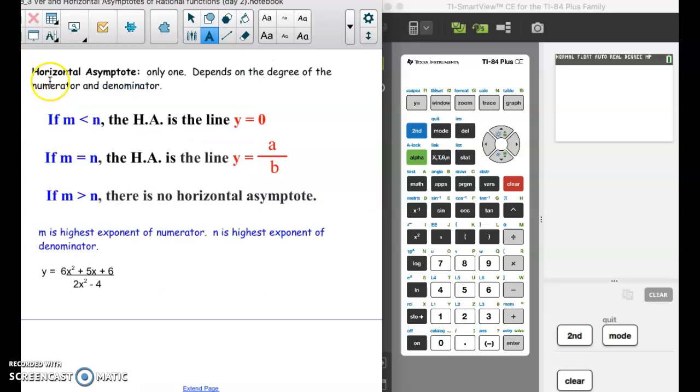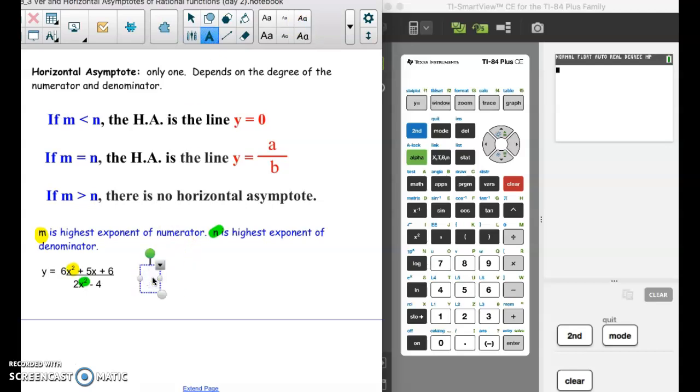So today, these are the rules. I would write them down so you can use them when you're solving the homework. And you're looking at m and n being the highest exponents. I'm going to highlight that for you. M is the highest exponent of the numerator, and n is the highest exponent of the denominator. So you're looking at the numerator and the denominator first.